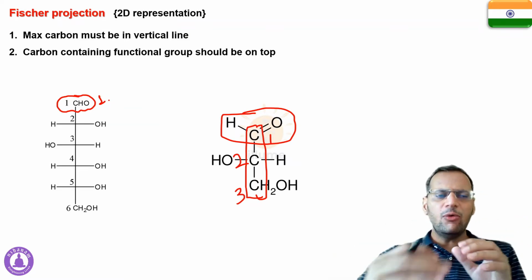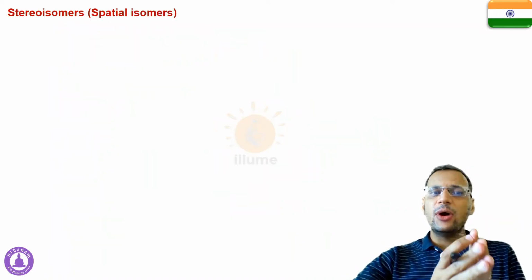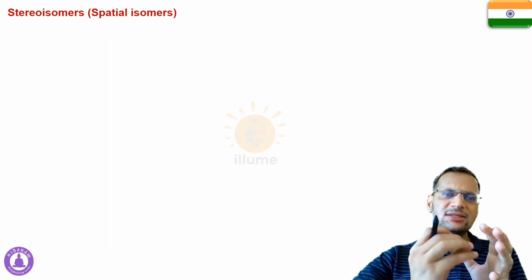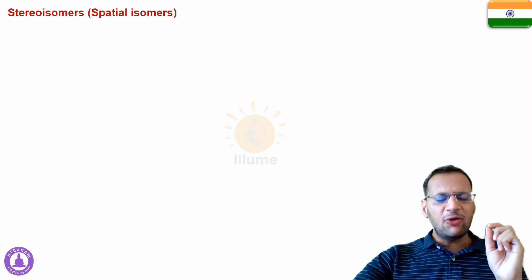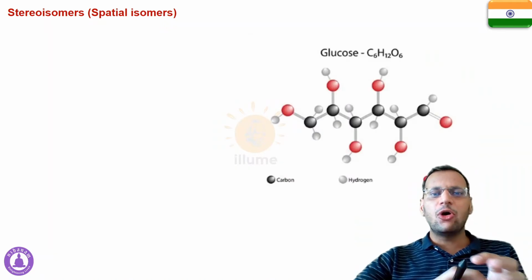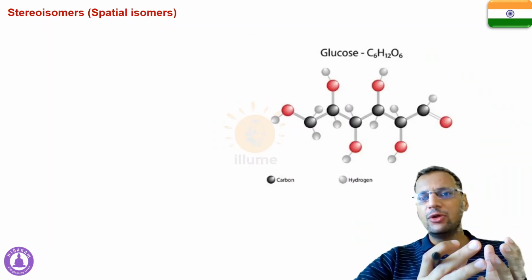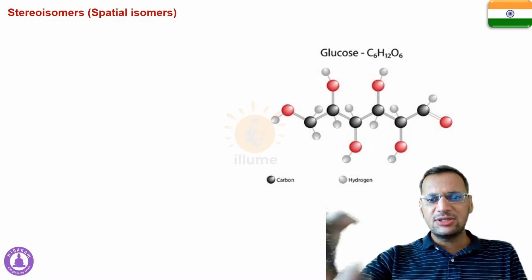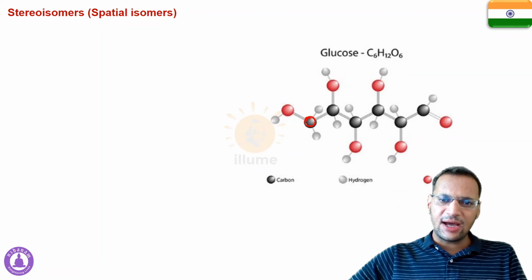Now following these concepts, I will start with stereoisomers or spatial isomers. Now what do spatial isomers or stereoisomers mean? Every monosaccharide has a three-dimensional arrangement, a three-dimensional configuration of all its groups. This is the structure of glucose. Now in this structure, see, these black balls are carbon.